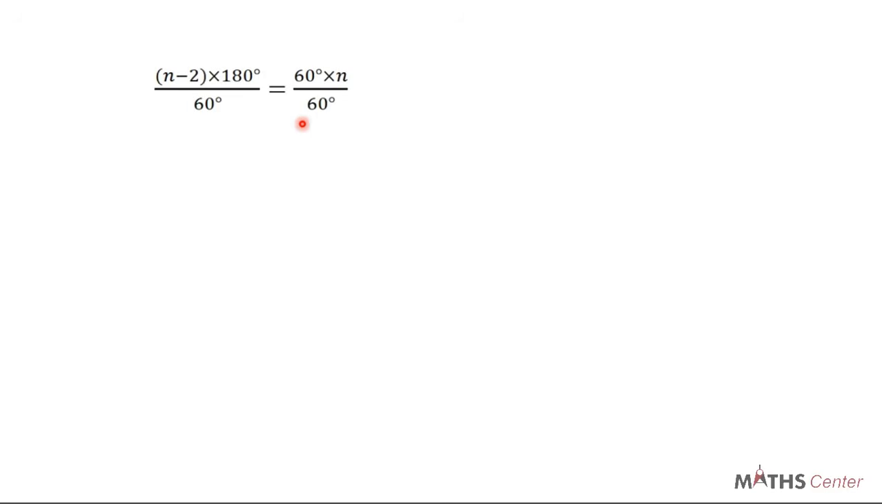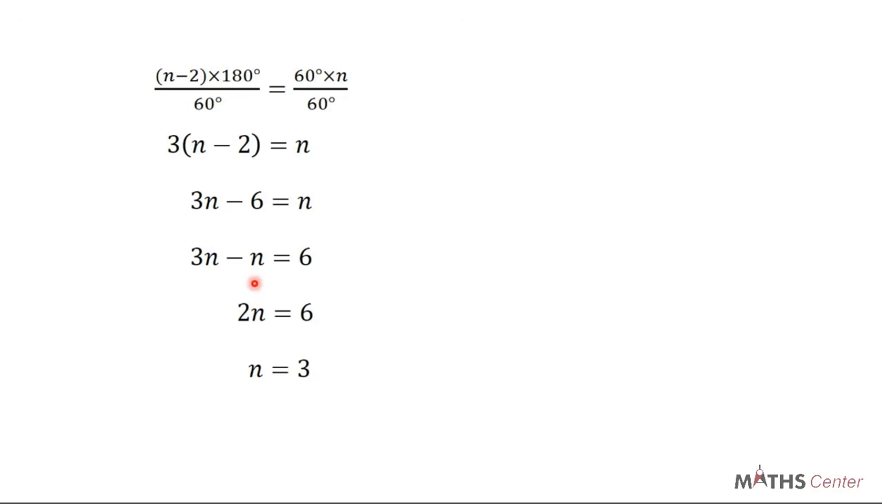Because I'm dividing this side by 60, 60 will cancel 60, and this side is going to give us n. 60 degrees will cancel itself once, and cancel 180 degrees 3 times. So I'm going to have 3 times what we have in the bracket here, which is n minus 2. You open this bracket, I'm getting 3 times n minus 6 is equal to n. We group like terms, I will get 3n minus n is equal to 6. 2n is equal to 6, so n is equal to 3.